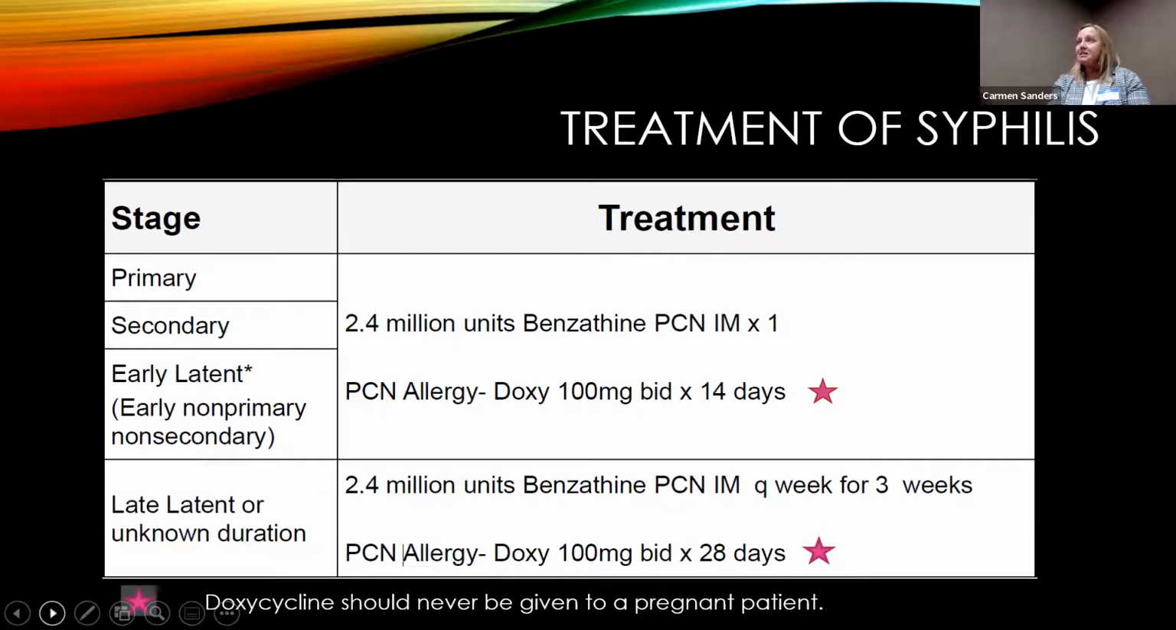If somebody has a penicillin allergy, doxycycline is appropriate. We give them the 100 milligrams 2 times a day for 14 days. Now, the little stars here that we have is that doxycycline should never, ever be given to a pregnant woman.